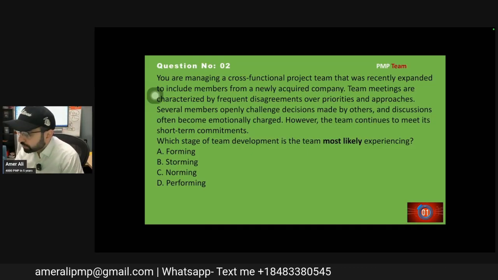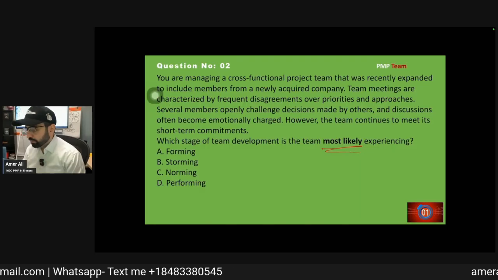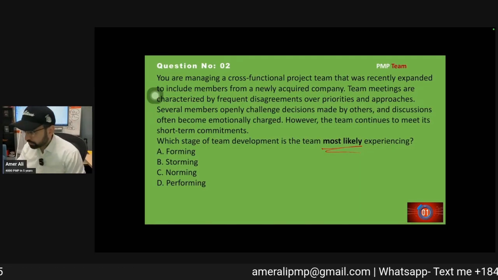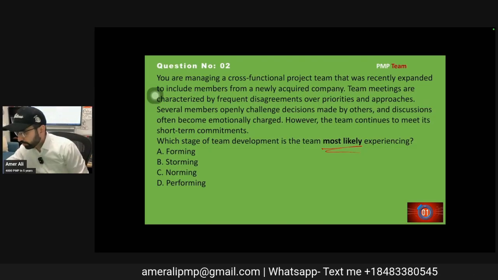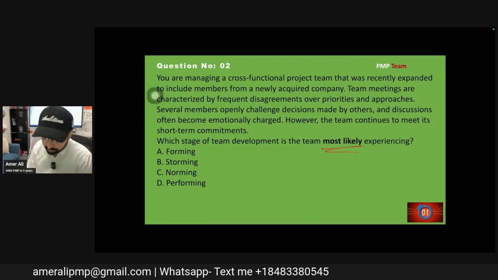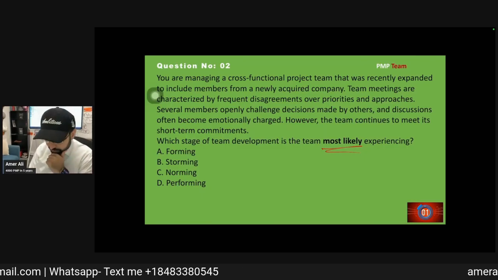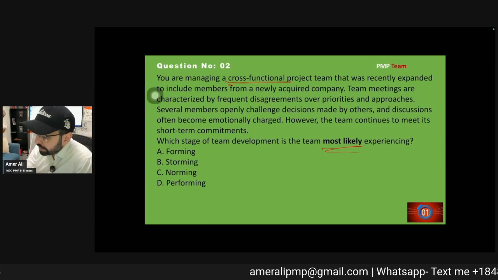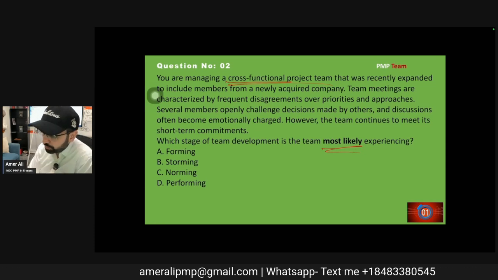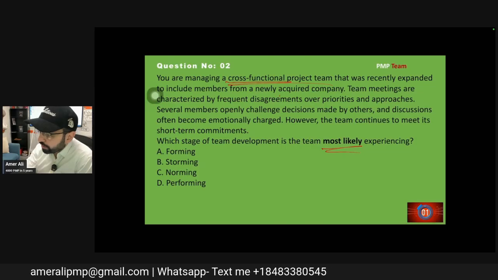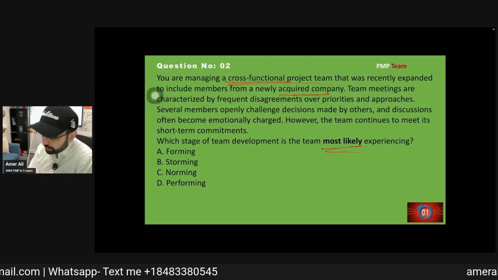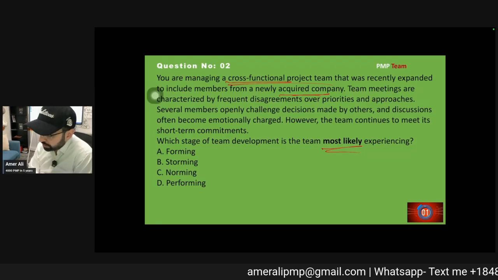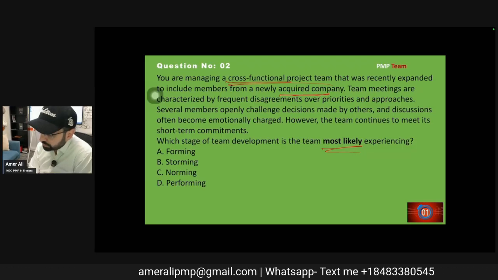Which team is most likely experienced? Which stage of team development is this? Cross-functional team means T-type leaders, people who have worked in multiple areas and can work in different directions. All the T-type leaders are considered a cross-functional team. You are managing a cross-functional team of testers, developers, people like that, from a newly acquired company. Team meetings are characterized by frequent disagreements over priorities. Several members challenge decisions made in discussions. So which stage is this?